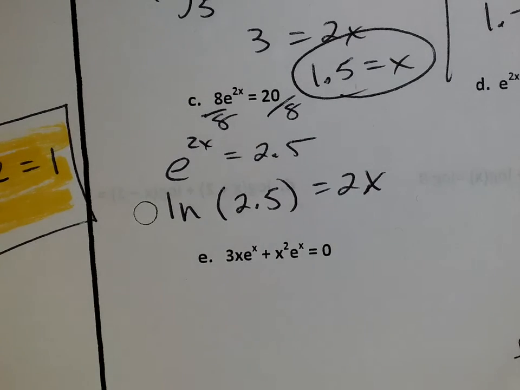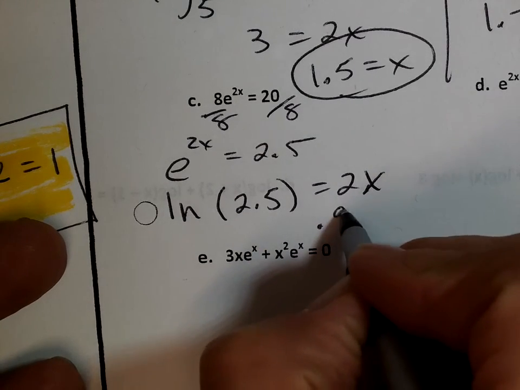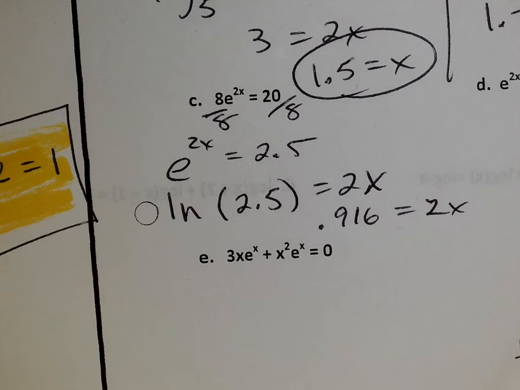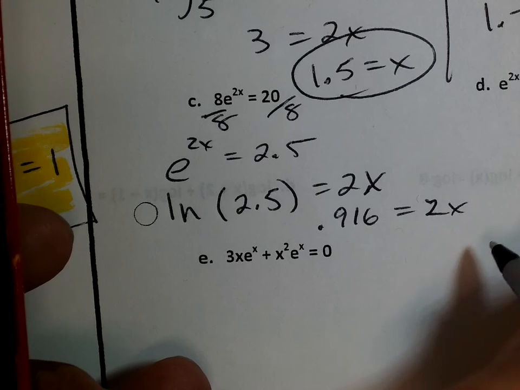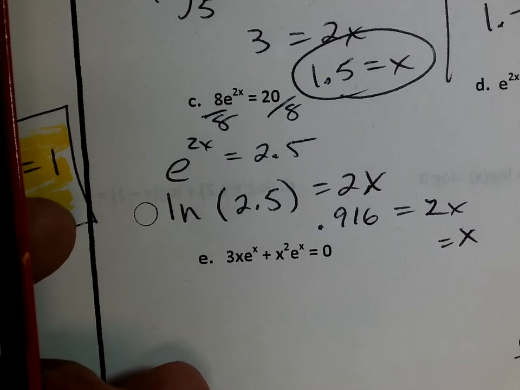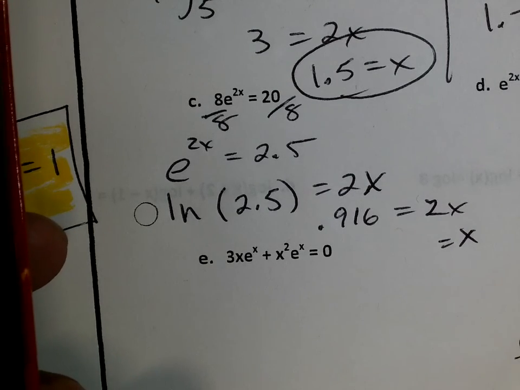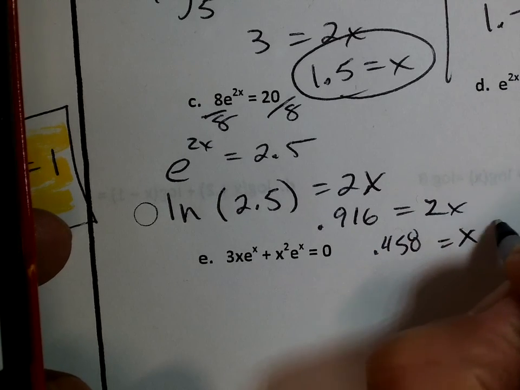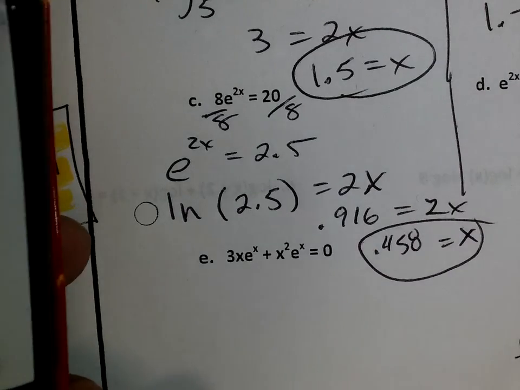And then what's ln of 2.5? I don't know, so calculators were made for it. ln 2.5, we get about 0.916. So we get about 0.916 equals 2x, right? This isn't too hard. You guys agree? Divide by 2, and x is equal to about 0.458. Not too bad?